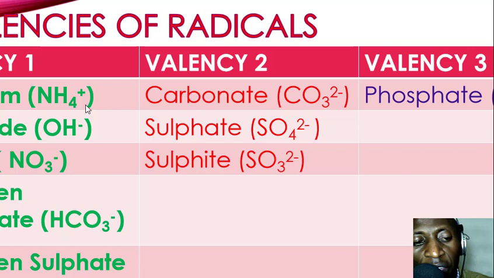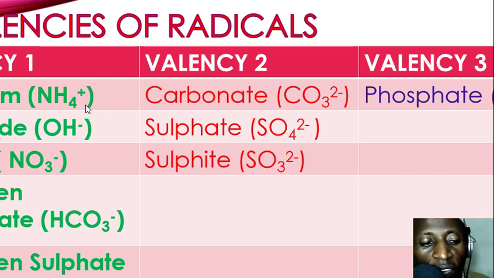Now, straight away, let's look at the table. We have radicals that have a valency of 1, and this includes the ammonium ion, the hydroxide ion, the nitrate ion, the hydrogen carbonate ion, and the hydrogen sulfate ion. Amongst the radicals that have valency 2 are the carbonate, the sulfate, and the sulfite.